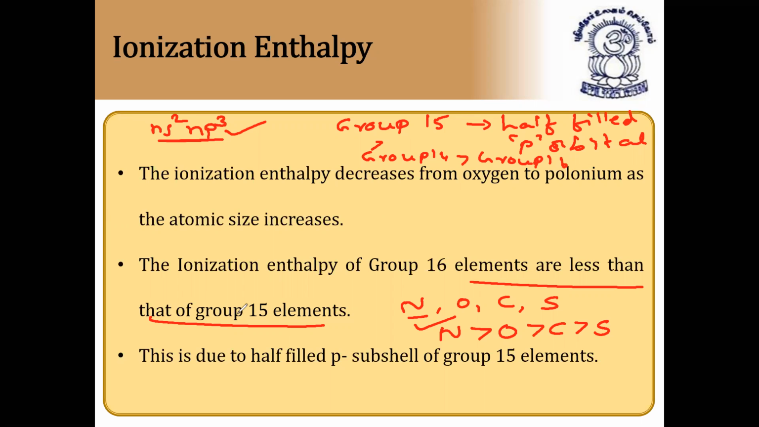So please remember this point, very, very important. The ionization enthalpy of group 16 elements is less than group 15 elements. Please note it down in your classwork. This is due to the half-filled p subshell of group 15 elements, as we already discussed. So this is the trend of ionization enthalpy, and within the same group, that is group 16 only, the ionization enthalpy decreases from oxygen to polonium as the atomic size increases. I hope it is clear.